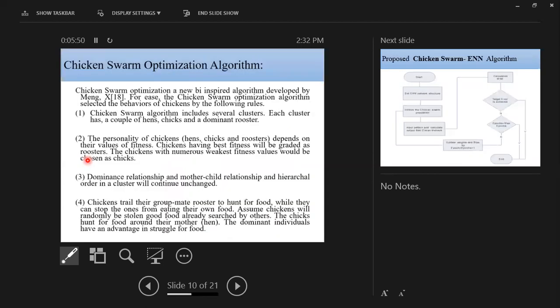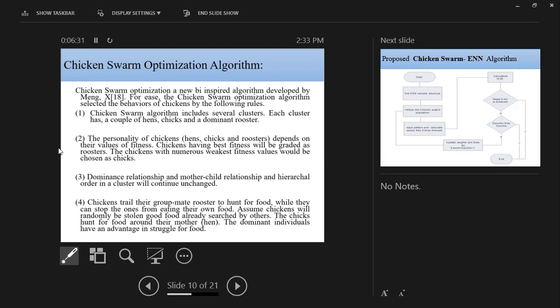Now we can see the chicken swarm optimization algorithm. Chicken swarm optimization is a nature-inspired algorithm developed by Meng for ease. The chicken swarm optimization algorithm selected the behavior of chicken by the following rules. Rule number one is that the chicken swarm algorithm includes several clusters. Each cluster has a couple of hens, chicks, and a dominant rooster. The second rule is that the personality of chickens, hens, chicks, and rooster depends on their values of fitness. The chicken having the best fitness will be regarded as rooster. The chickens with the weakest fitness will be chosen as chicks.